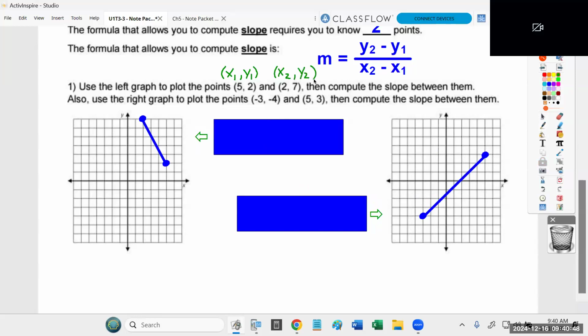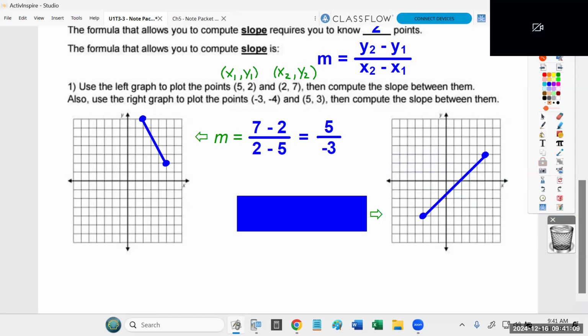Again, that allows me to sort of organize my work because, again, the formula is up at the top. Take your second y value, subtract your first y value. So that's 7 minus 2. That's what's going to go on the top. Okay, right now we're calculating slope. On the bottom, I'm going to subtract the x values. So the second x value is 2, the first x value is 5, and 2 minus 5 is -3.